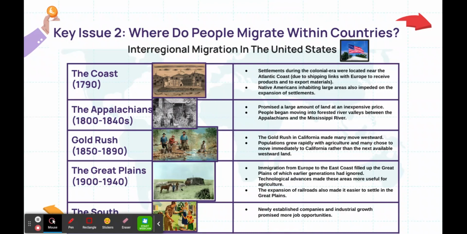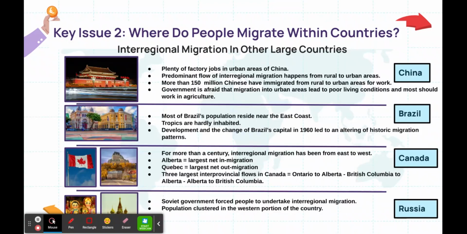Last is the South from 1950 to 2010. More people moved to the South at this time because they wanted more job opportunities and were promised a warmer climate. There was rapid growth of population and employment in the South during this time, and many industries relocated from the Northeast and the Midwest to the South because of the industrial growth at the time and newly established companies. Then there is interregional migration in other large countries, such as China.